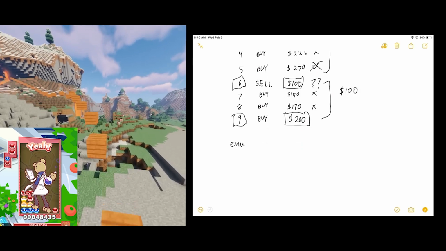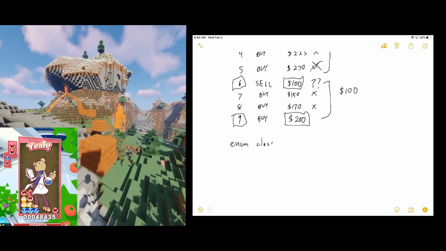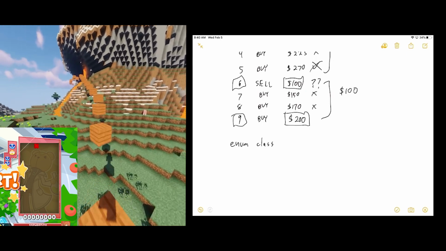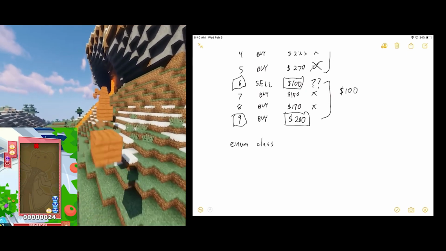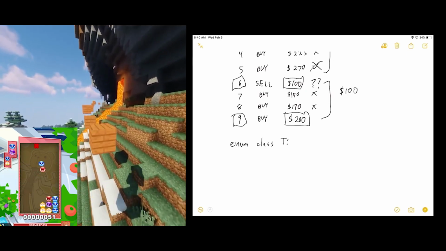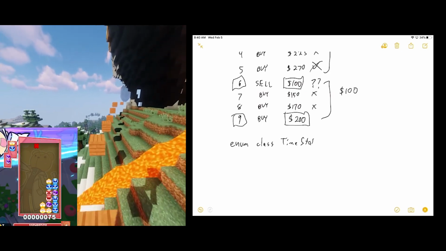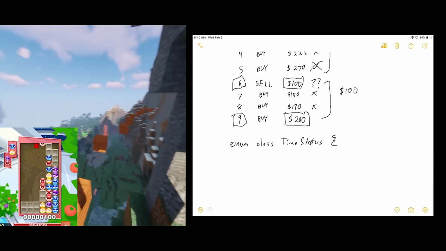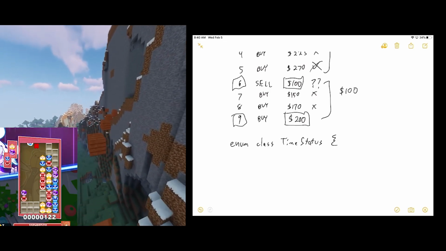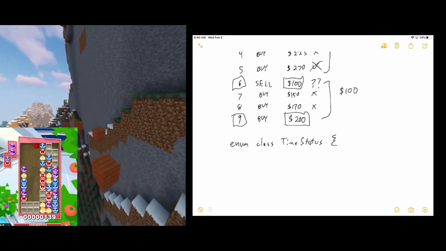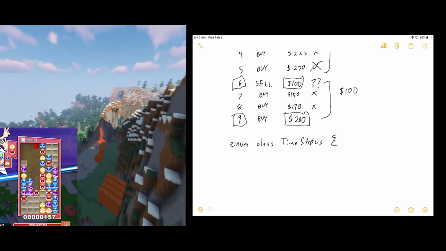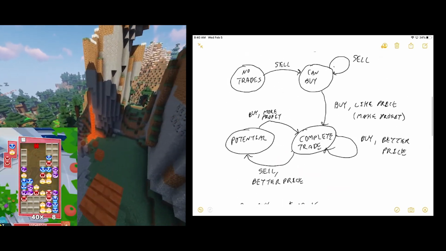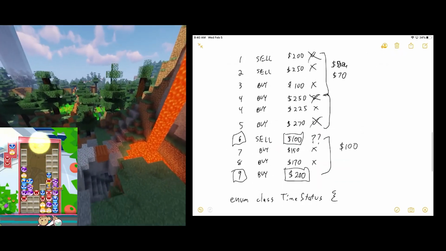Enum class, and then we give it a name, like time status. And then we give it curly braces, and then we list every one of our status names. I like to go with uppercase for these because they're user-created things. So we could have like, what do we call our states up here? We've got no trades, can buy, complete, and potential.